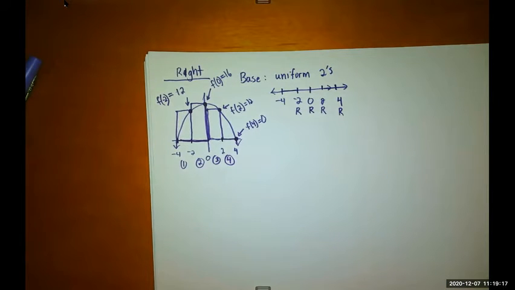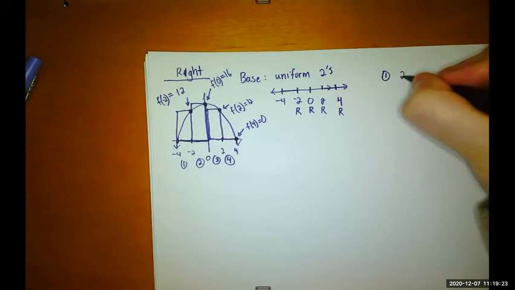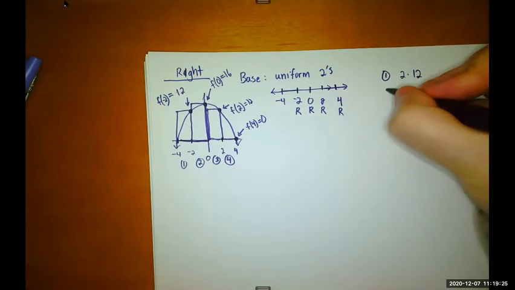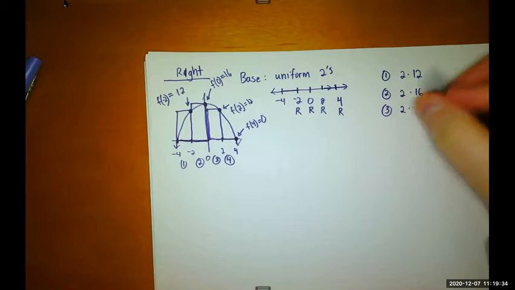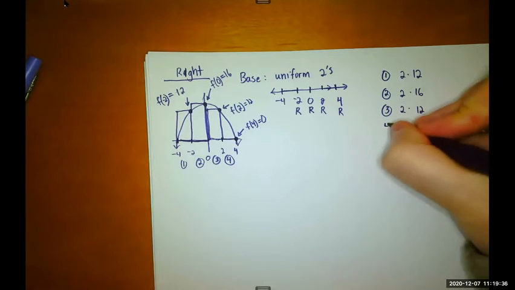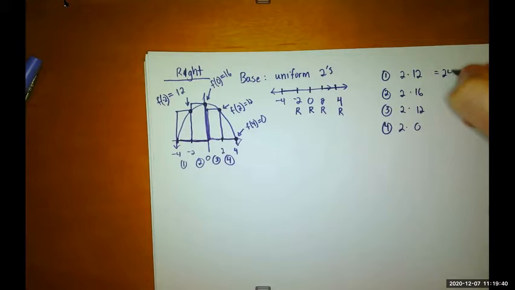Okay. So what do we got? Well, for rectangle 1, we have a base of 2 times a height of 12. For rectangle 2, a base of 2 times a height of 16. For rectangle 3, a base of 2 times a height of 12. And for rectangle 4, a base of 2 times a height of 0. So 24, 32, 24, and 0.